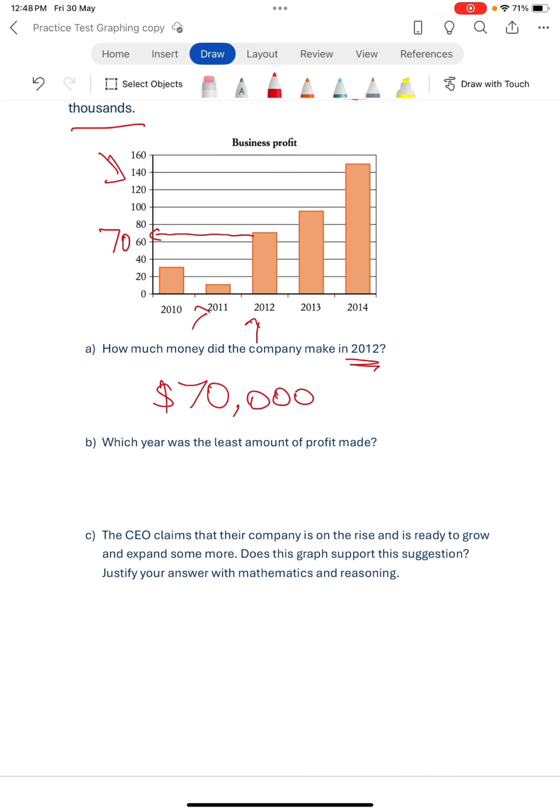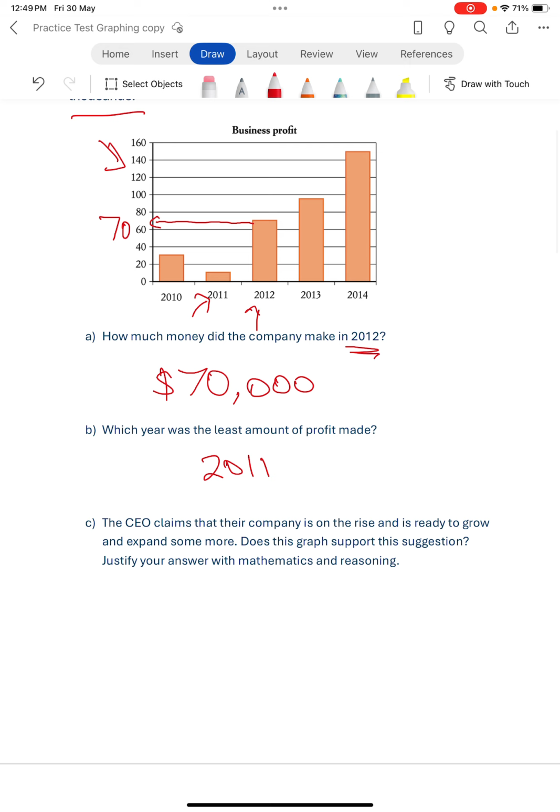Which year was the least amount of profit made? Obviously, that's 2011 with the smallest bar. The CEO claims that their company's on the rise and is ready to grow and expand some more. Does this graph support this suggestion?